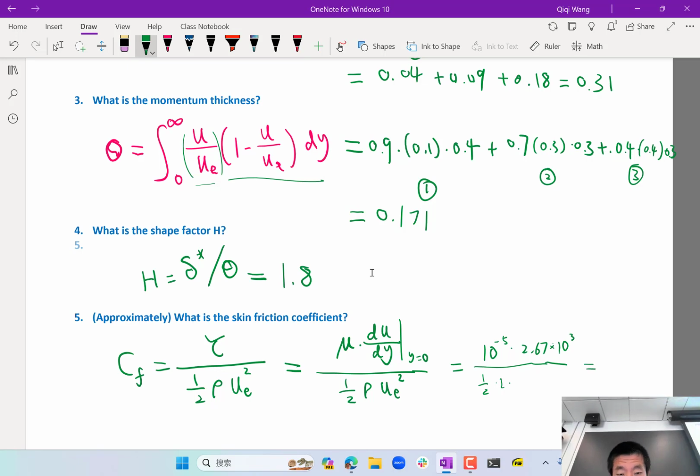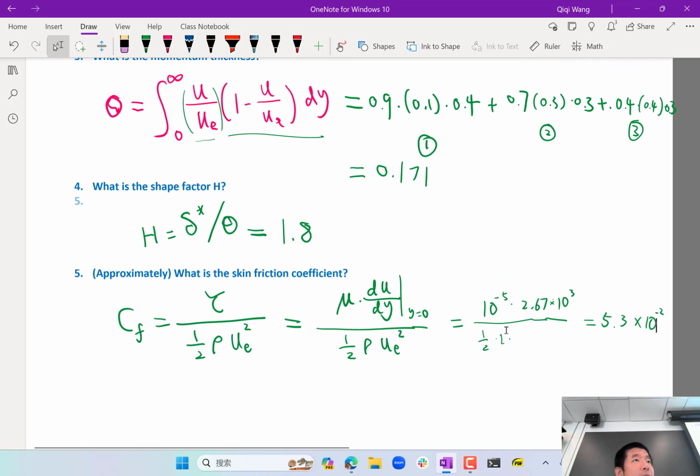The skin friction coefficient we get is going to become, let's see, 10 to the minus 5, another 1, so it's about 5.3 times 10 to the minus 3, right? So that's roughly the skin friction coefficient we get. All right, any questions on that? Okay, so let's actually, yes.